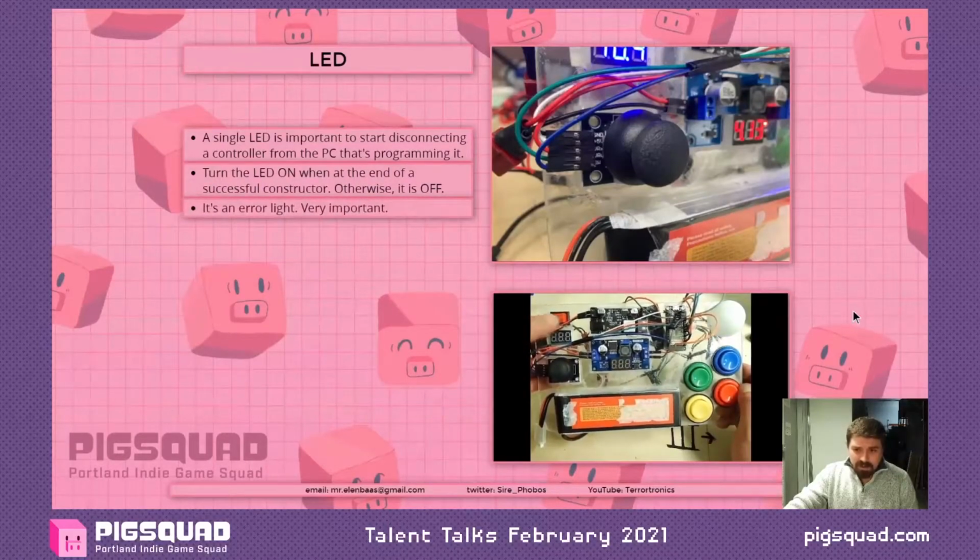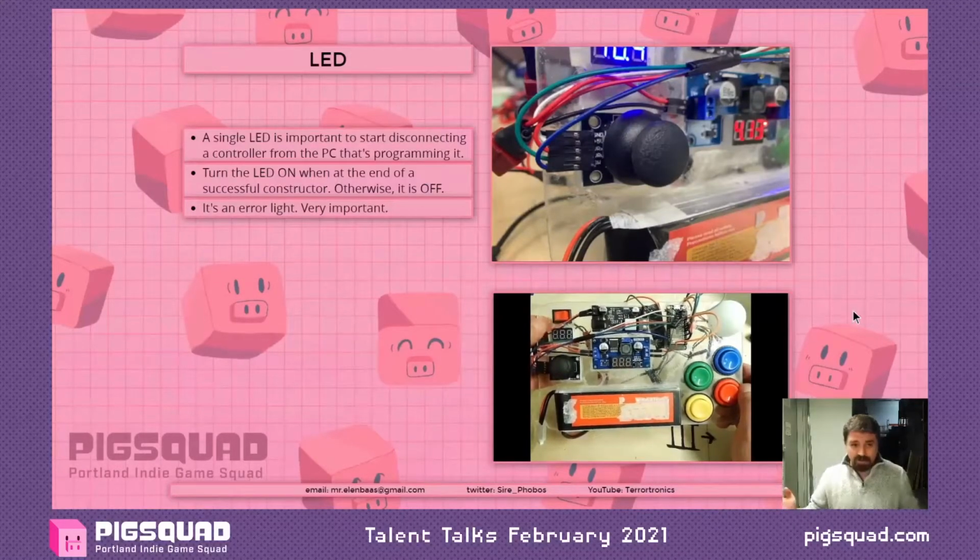An LED is a great place to start. Turn the LED on when the microcontroller's on, turn it off when it's off, and you have yourself a really simple error light to start disconnecting you from your PC and getting that controller or whatever into your hands.